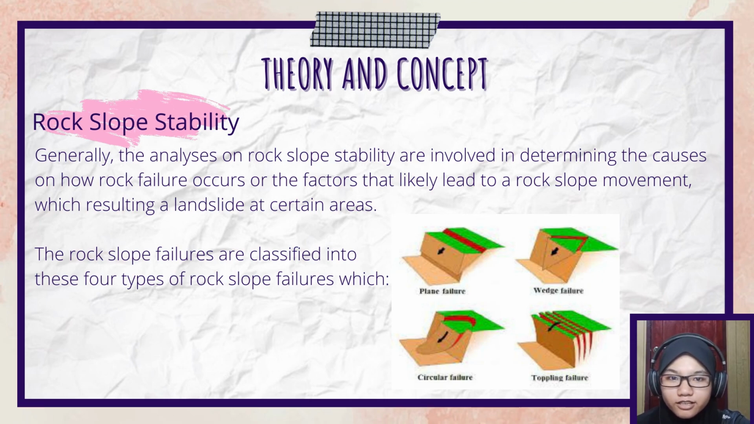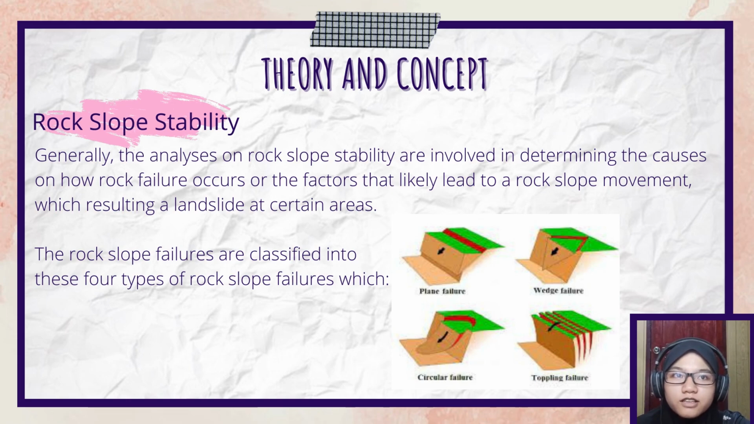Now the theory and concept. Firstly, rock slope stability. Generally, the analysis of rock slope stability involves determining the causes of how rock failure occurs or the factors that likely lead to a rock slope movement, resulting in a landslide in certain areas. These rock slope failures are classified into four types. The first one is planar failure, which occurs along a single discontinuity surface dipping out of the rock slope surface.